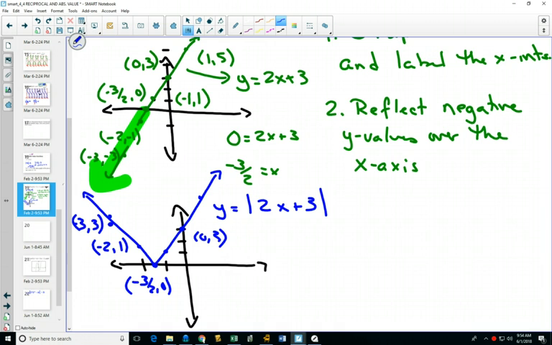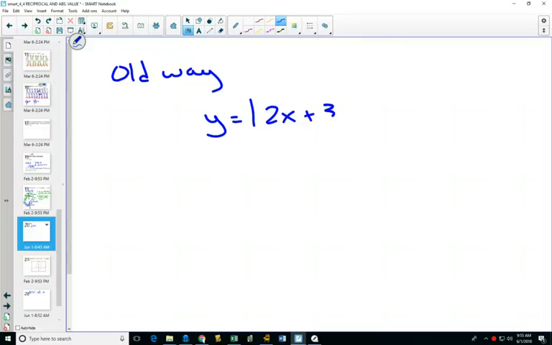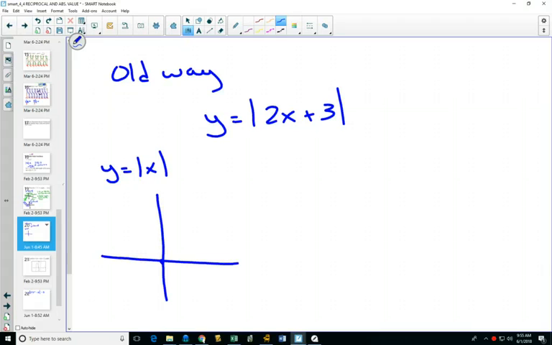in February we started transformations. In our transformations unit, so this is the old way, you could have been asked to graph y equals 2x plus 3. What's your parent function? Your parent function is the absolute value of x. So what are some points that we have on our absolute value of x?